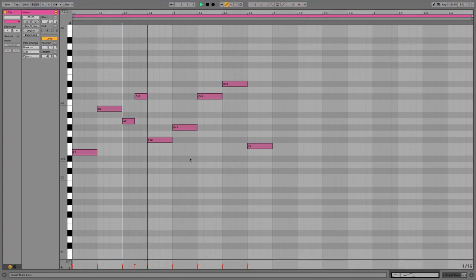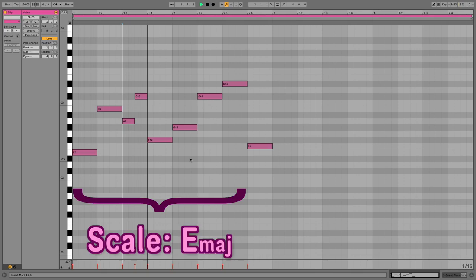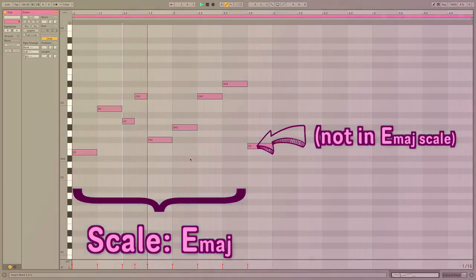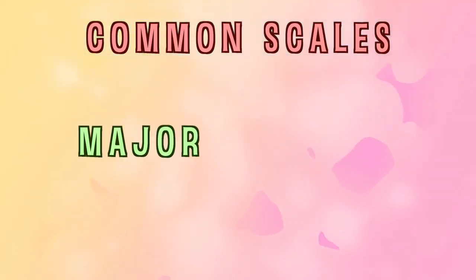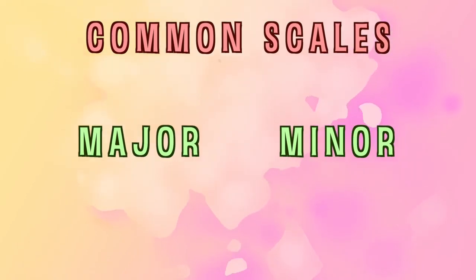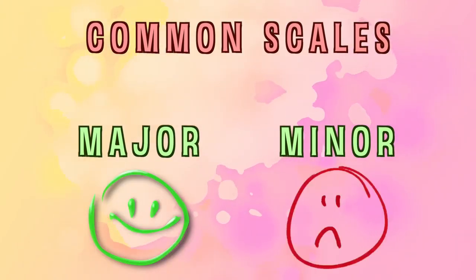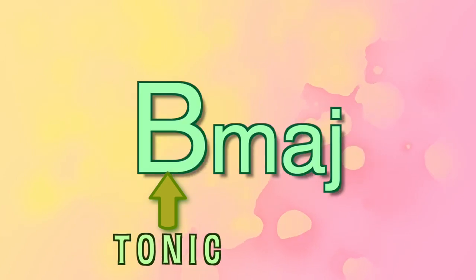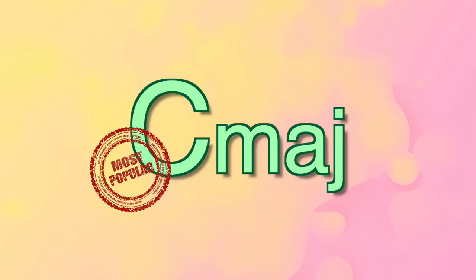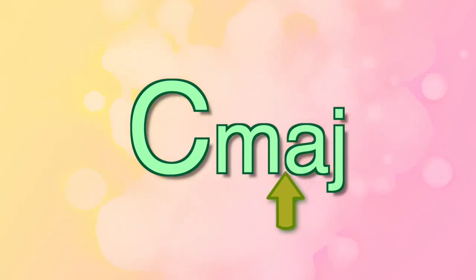This is because it's not in the same scale as the other notes, and therefore is considered off-key. The two most common types of scales are major and minor. Major scales generally sound happy, while minor scales sound sad. A scale has a root note, which it's named after. For example, C major, arguably the most popular scale, is a major scale starting at C.